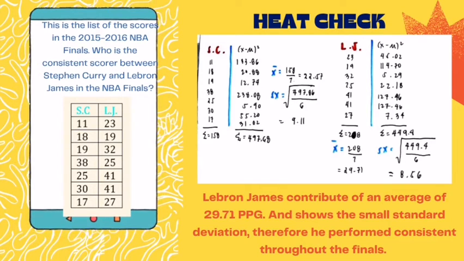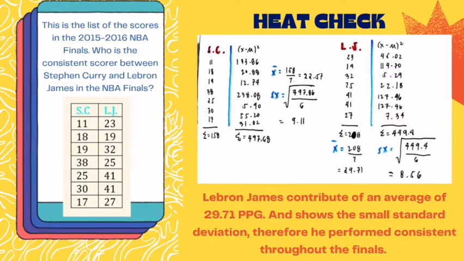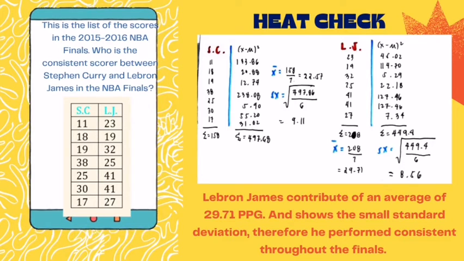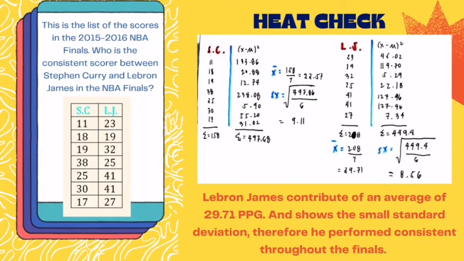In conclusion, LeBron James obtained a lower standard deviation and higher mean than Stephen Curry. We can conclude that LeBron James is a more reliable scorer every night and gives higher points than Stephen Curry.